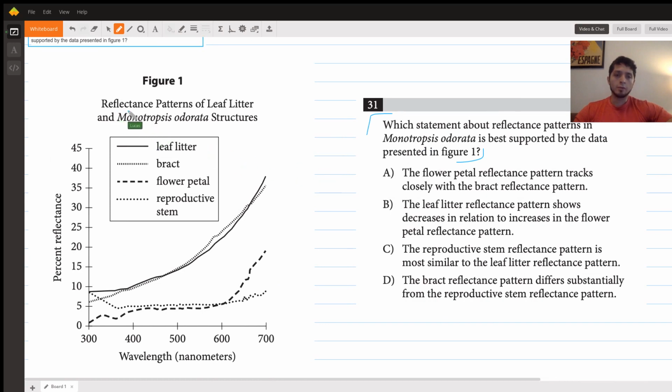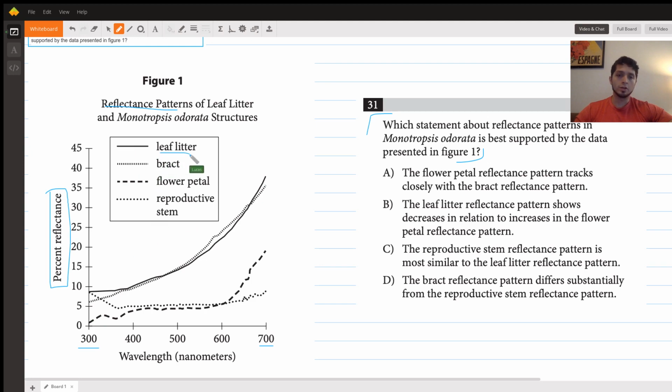So here we have the reflectance patterns of leaf litter and Monotropsis odorata structures. We're measuring the reflectance patterns, and that's going to be over here. We have percent reflectance, all the way from 0 to 45%, on the y-axis. On the x-axis, we have wavelength in nanometers starting from 300 all the way up to 700. And then we have leaf litter, bract, flower petal, and reproductive stem. So here we have 4 different features.